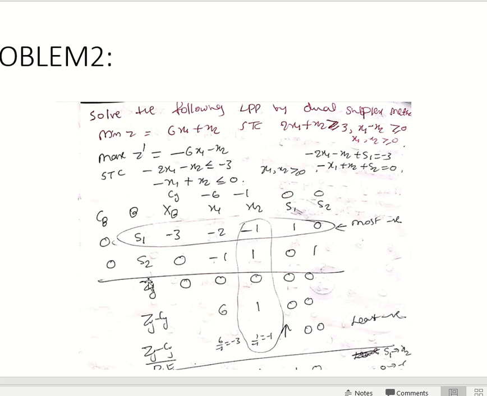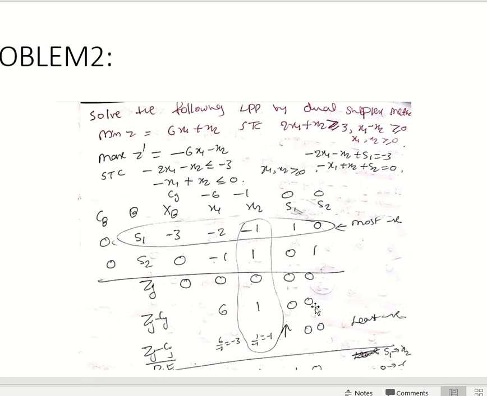Now find Zj. How to compute Zj? This into this plus this into this. Since here all the values are 0, so everything we are getting 0. Now compute Zj minus Cj. So what we are getting? 0 minus of minus 6, that is plus 6. Then 1 minus 0 minus of minus 1 is plus 1.